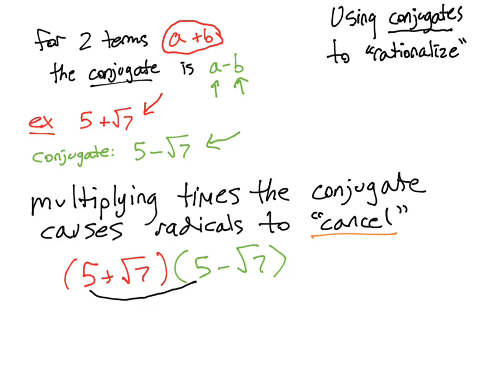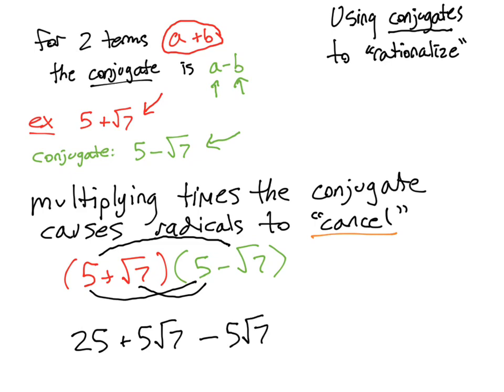5 times 5 gives us 25. Square root of 7 times 5 is 5 times the square root of 7. And 5 times the negative square root of 7 gives us negative 5 times the square root of 7. And the square root of 7 times the negative square root of 7 is, well, we could write this like positive square root of 7 times negative square root of 7. We're multiplying here with a positive times a negative.